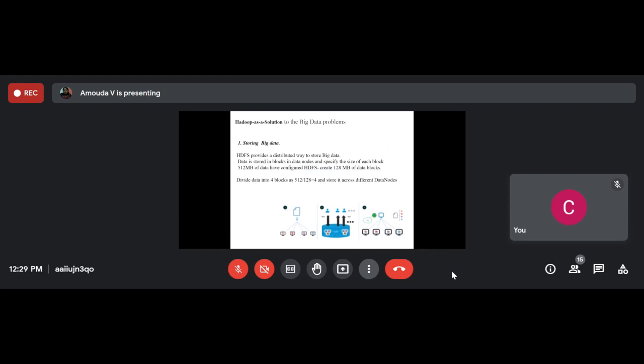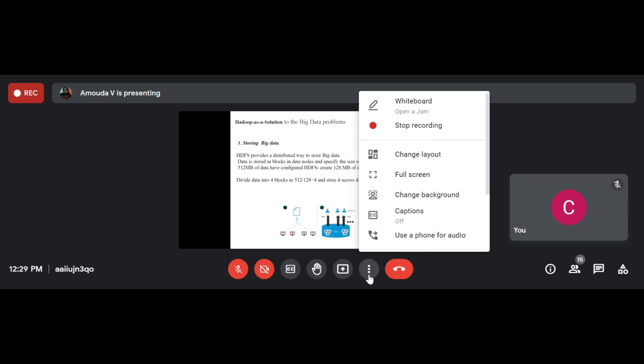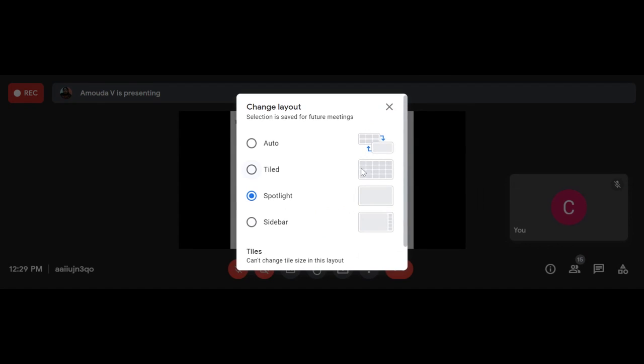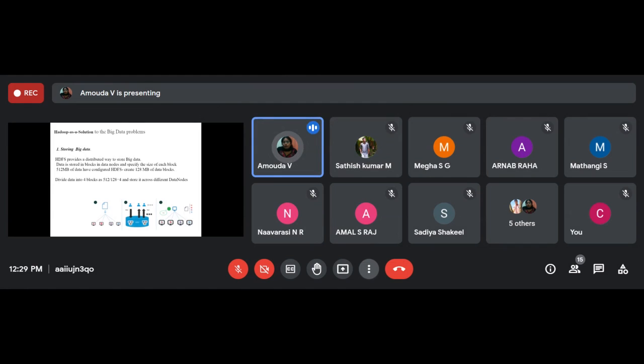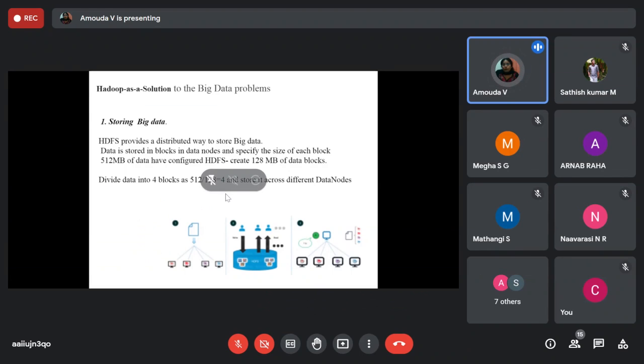For example, 512 MB of data will be converted to one module, one data node. Then every node will have the data in sequence so that the data can be processed in its place itself instead of moving the data. If you divide 512 by 4, you get 128 blocks. So according to the amount of data, the blocks will be used in the HDFS.